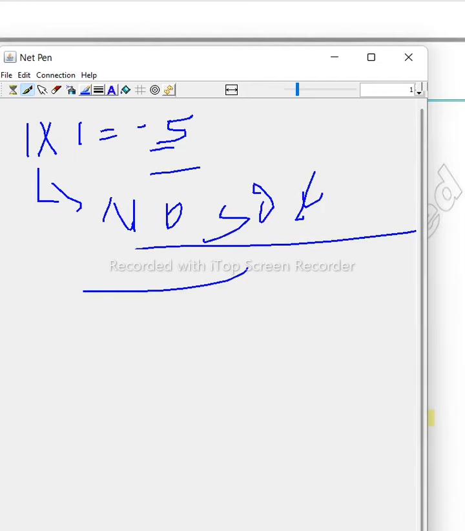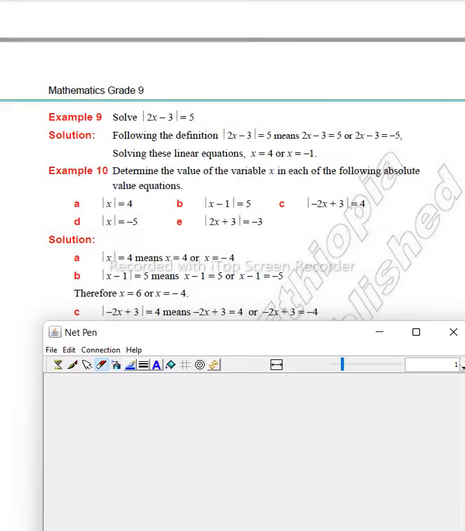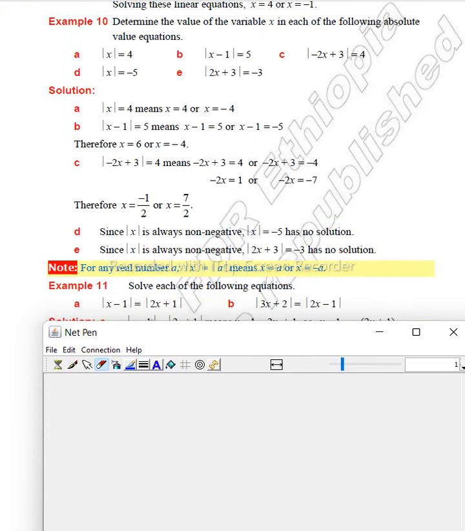So we do not have any solution with a negative answer for absolute value of any number. So simply, there is no negative answer. So our answer will be no solution. And again, here we have negative 3. Absolute value of x plus 3 is equal to minus 5 minus 3. This has no solution, because there is no negative answer for a number under absolute value. So this is all about the equation.